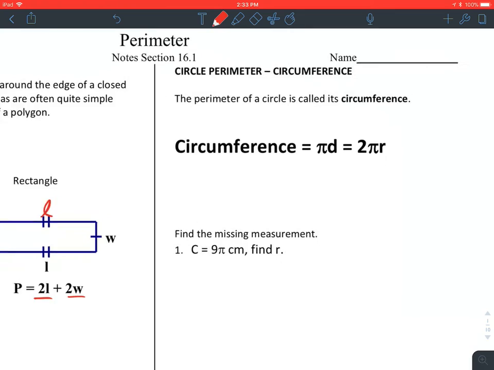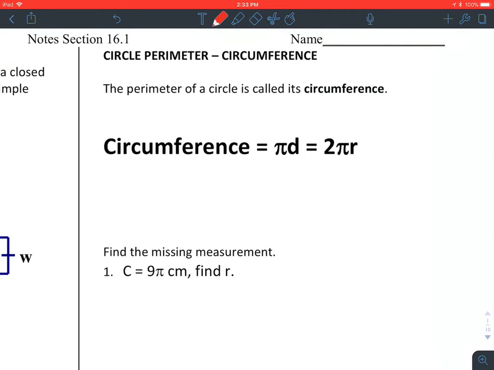A circle is not a polygon. A circle doesn't have any segments, so it has a special formula for circumference. Circumference is a special name for perimeter. In that equation, you could write circumference is pi times diameter, or you could write circumference is 2 times pi times r. Depending on the information you're given: if you're given diameter, use this equation. If you're given radius, use this equation.